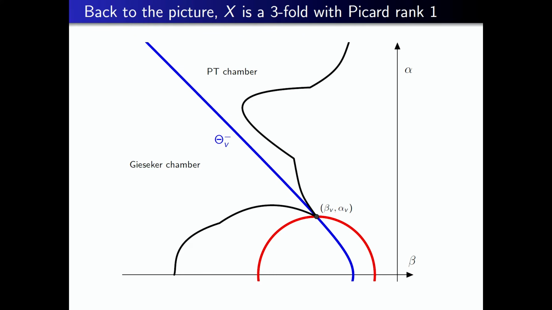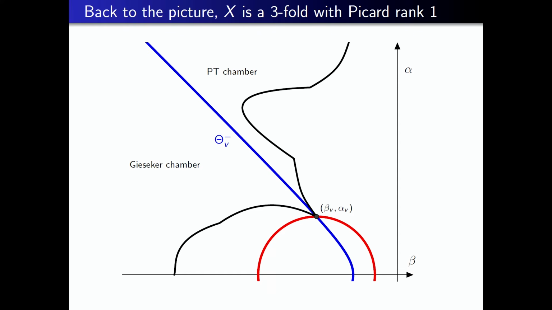But the DT-PT correspondence in the title is supposed to give you a way to transform the DT count to the PT count, whatever that means. Right? So it's some rule that tells you, if you know how to count objects on one side of the wall, then you know how to count objects on the other side of the wall. Right? So this is the DT-PT correspondence.